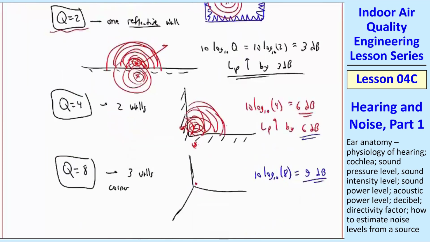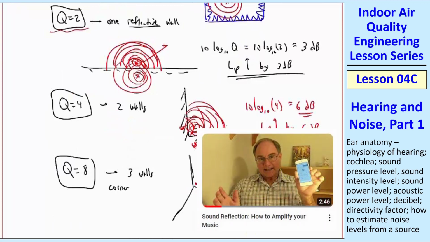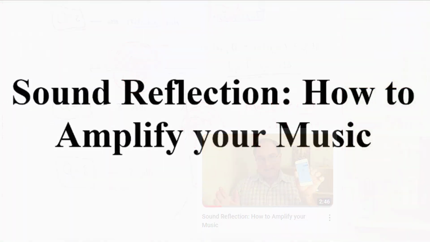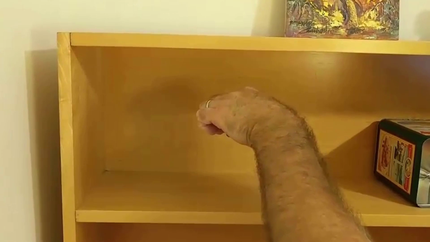At this point, I'm going to share a little video that I created about sound reflection, how to amplify your music. I'm going to show you how sounds can be amplified by reflection from walls. So I have this little website called noises.online on my iPod, and I will play Bubbling Creek. When it's in the air, that's a directivity factor of 1, which means there's no reflections whatsoever. Here's a directivity factor of 1.